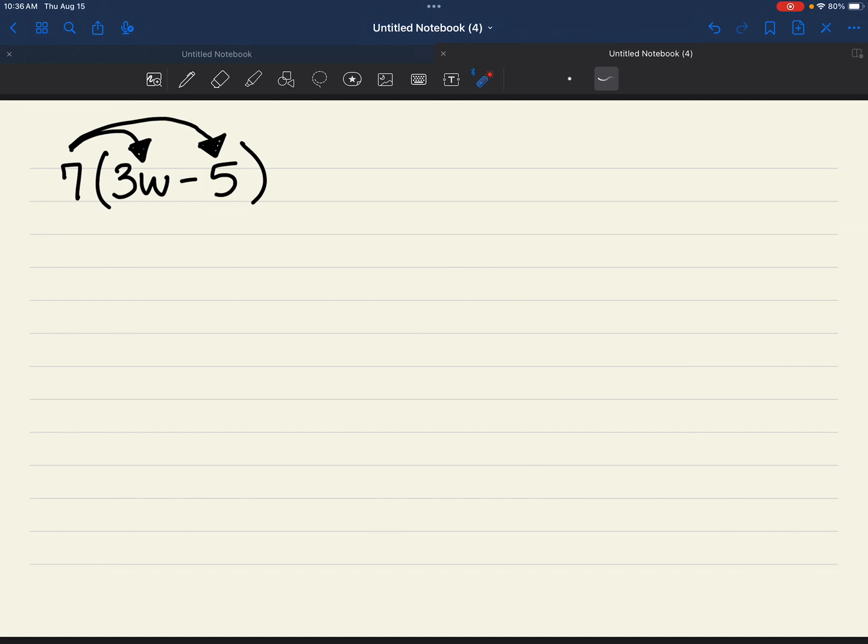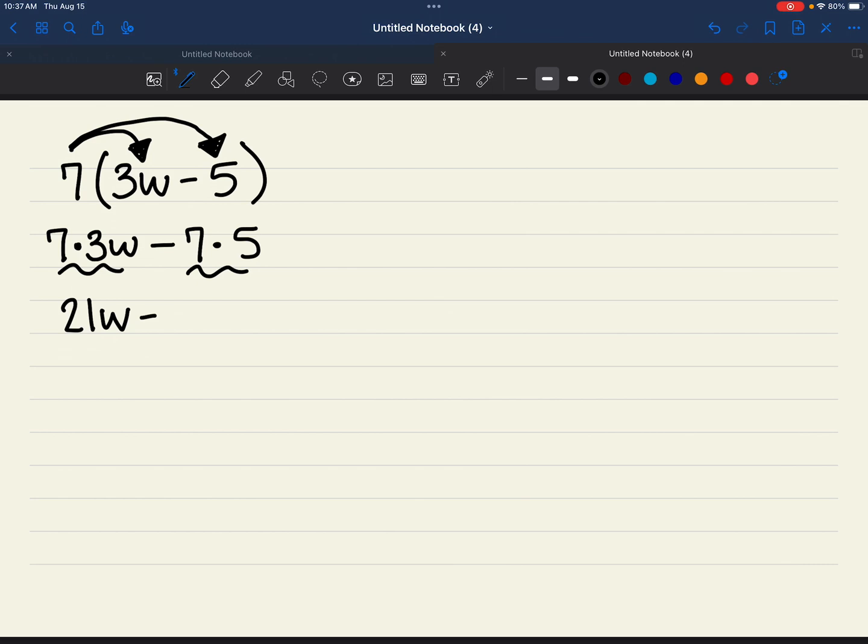Here's the other thing I'm going to show you on the first one. I'm not going to make you do it every time, but what this means is 7 times 3w minus 7 times 5, correct? Now, I'm not going to make you write this step every time. I'm going to show you on the first one. After that, we'll just do that step as we multiply through, okay? So, what is 7 times 3w? 21w. 21w minus what?